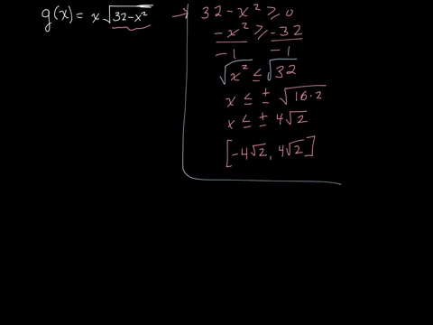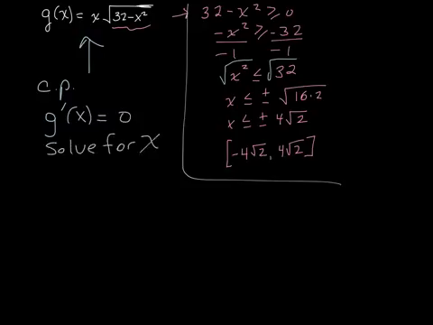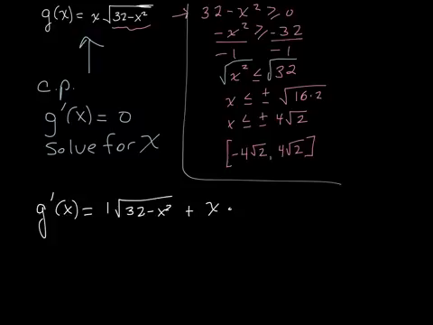If I want to know where it's increasing or decreasing, I need to find the critical points. How do we find critical points? We find the derivative, we set it equal to 0, and we solve for x. I can certainly see my function is going to be a product rule. So the derivative says take the derivative of x, which is 1, leave this piece alone, plus leave x alone, times the derivative of the other.